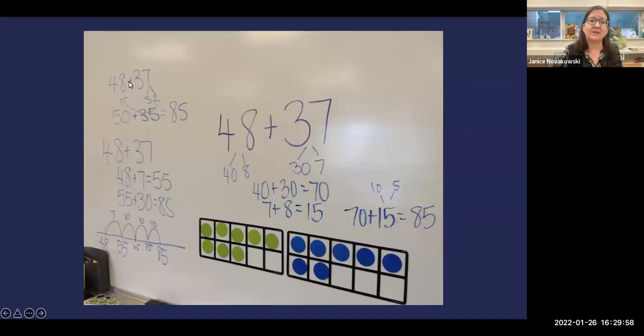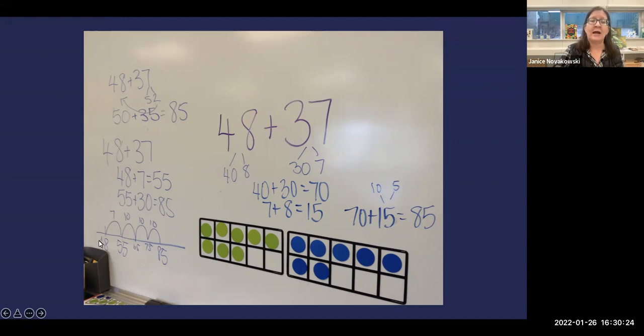On the top left here, you can see the student said, well, I know 48 is close to 50 and I'm going to make it 50 because that makes it easier for me to work with. So I'm going to take a 2 from the 37. So decompose the 7 part into 5 and 2. So take that 2 and make it 50. So then I have 50 and 35, and I can do that in my head. I know that's 85.